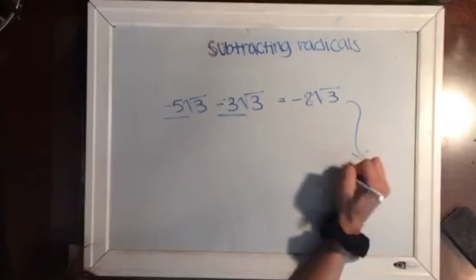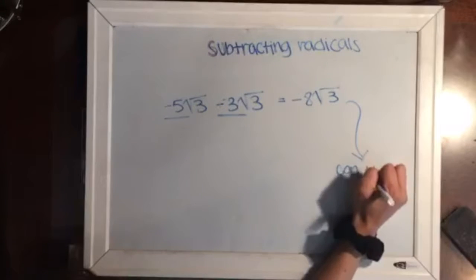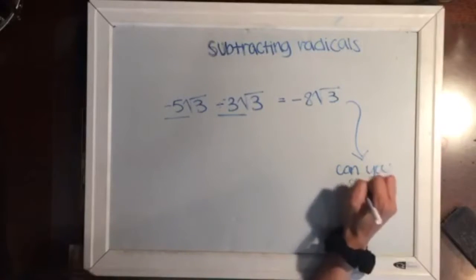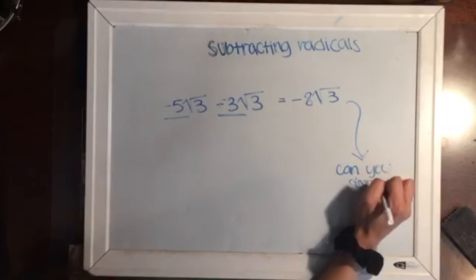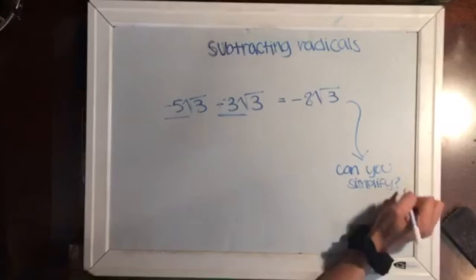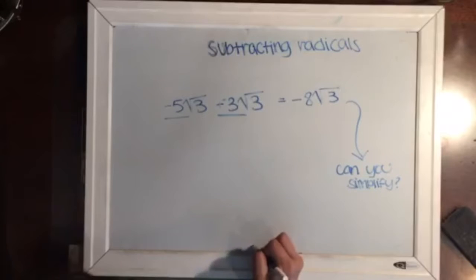Then you're going to ask yourself if the number inside the radical can be simplified, and in this case it cannot, because rad 3 cannot be simplified into anything. Therefore, negative 8 rad 3 is your solution.